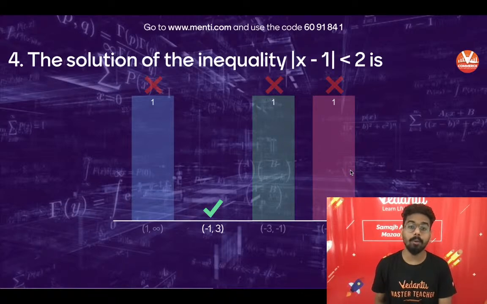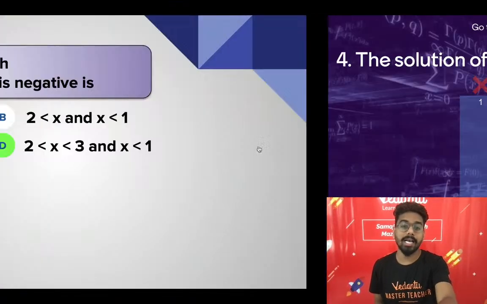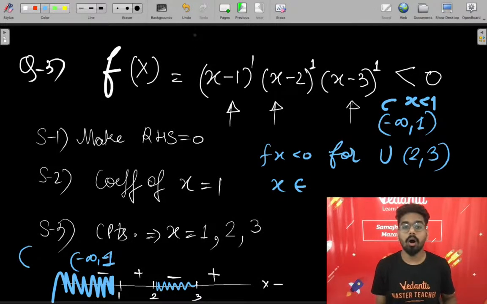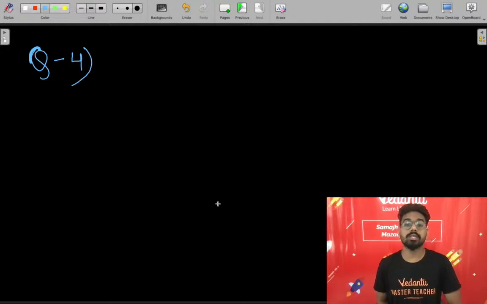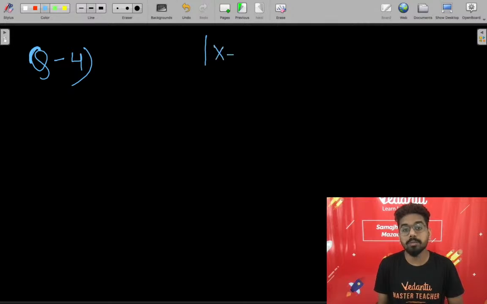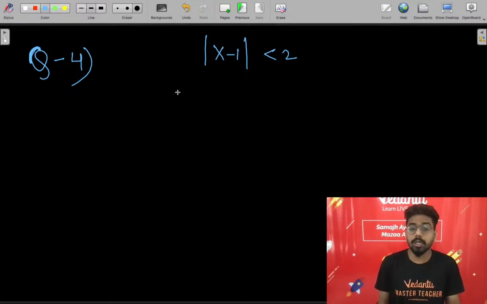So as I told you people, we need to learn a lot guys. We have to work on this concept because it will come many times, it is not that it will come only once. You will face inequality again and again, and this is one of the chapters which you cannot escape and which you should not escape. The question is modulus of x minus 1 less than 2. Though we have discussed this particular theory in the session of the wavy curve method, still let's do it again.